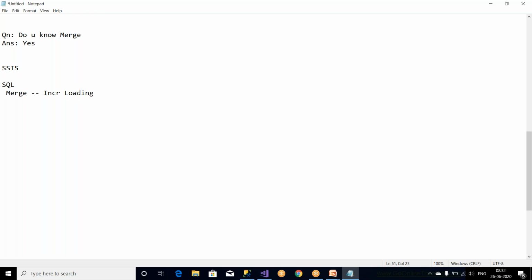What is incremental loading? We'll discuss later. SQL Server has a merge statement to perform the incremental loading. SSIS has a merge transformation, which is to combine the data. It is not joining, which is something different. It is going to be combining the data. So you need to understand the difference between combining and joining.